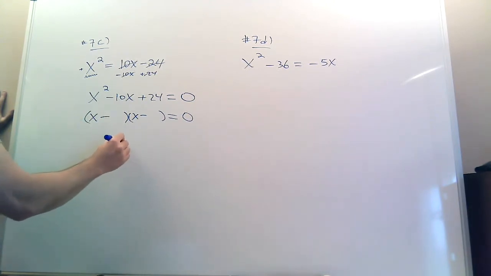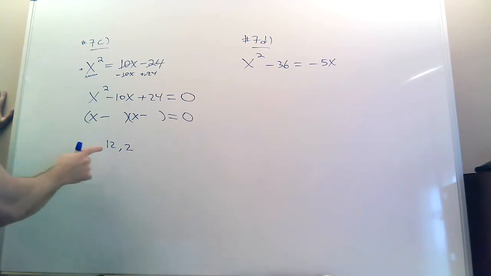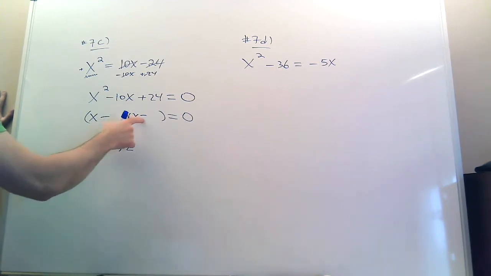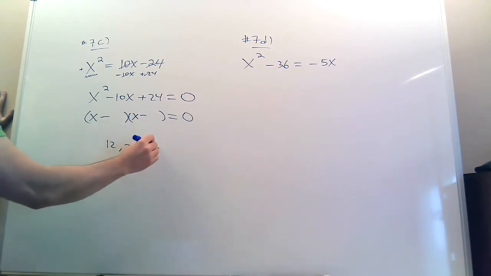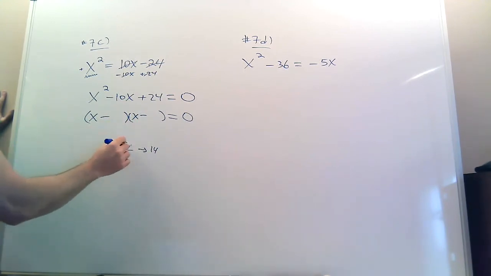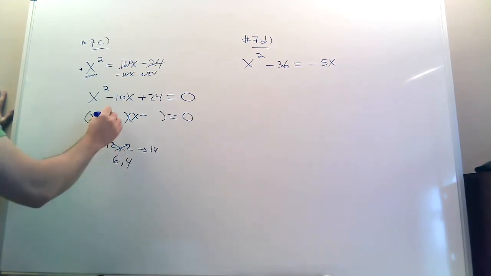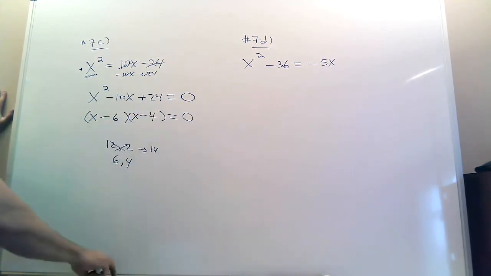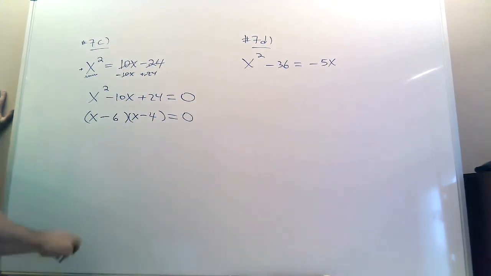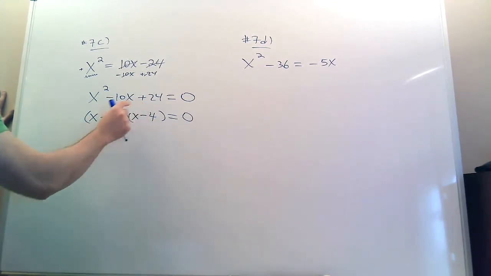12 and 2 make 10, but they only make 10 when you subtract them. And my signs are the same, so I'd have to add 12 and 2, and that makes 14. So this pair would not work. But if you take 6 and 4 and add them together, you make 10. So that's going to be your pair. You're adding the pair here because the signs are the same.